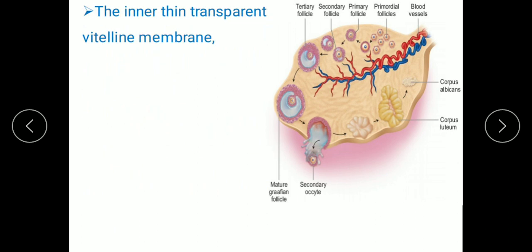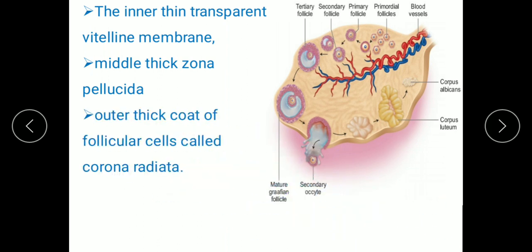Next, the inner thin transparent vitelline membrane. The vitelline membrane is the innermost membrane of the egg cell, and the middle thick layer is the zona pellucida. The zona pellucida is the middle, very thick region of the egg cell. The outer thick coat of follicular cells is called the corona radiata. The corona radiata is the outermost layer of the egg cell. This is the structure of the egg.